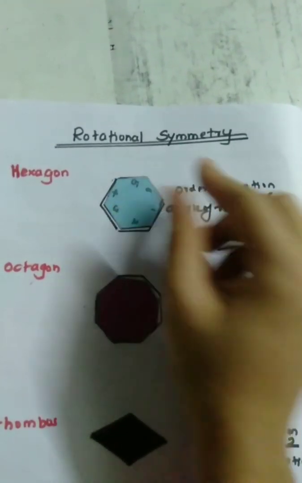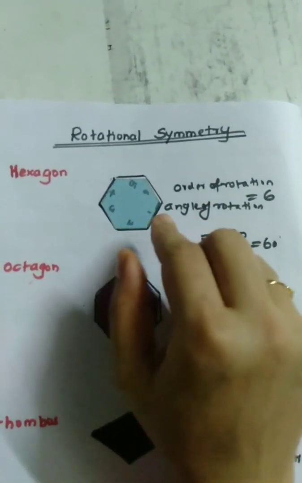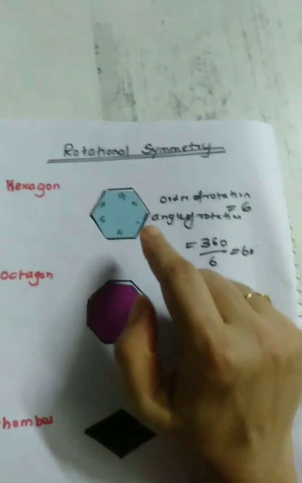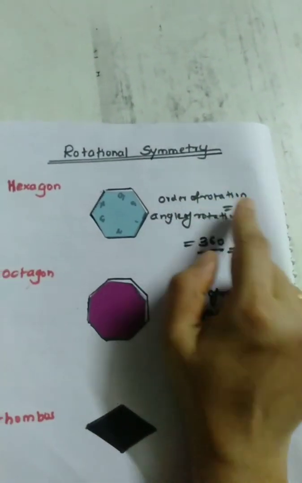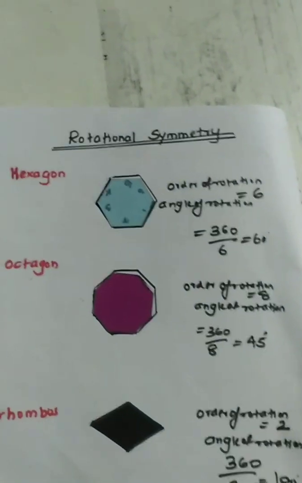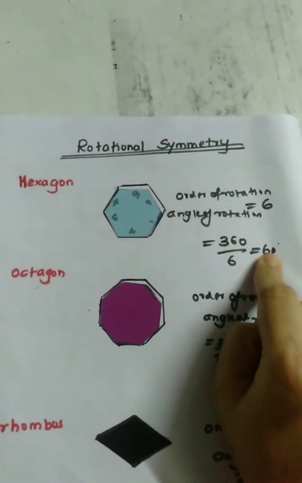Similarly, I gave one more rotation, and still the figure looks the same. In a similar way you can give a 6th rotation, and the figure looks the same. That's why the order of rotation of the hexagon is 6. The angle of rotation is nothing but 360 divided by 6, which is 60 degrees.